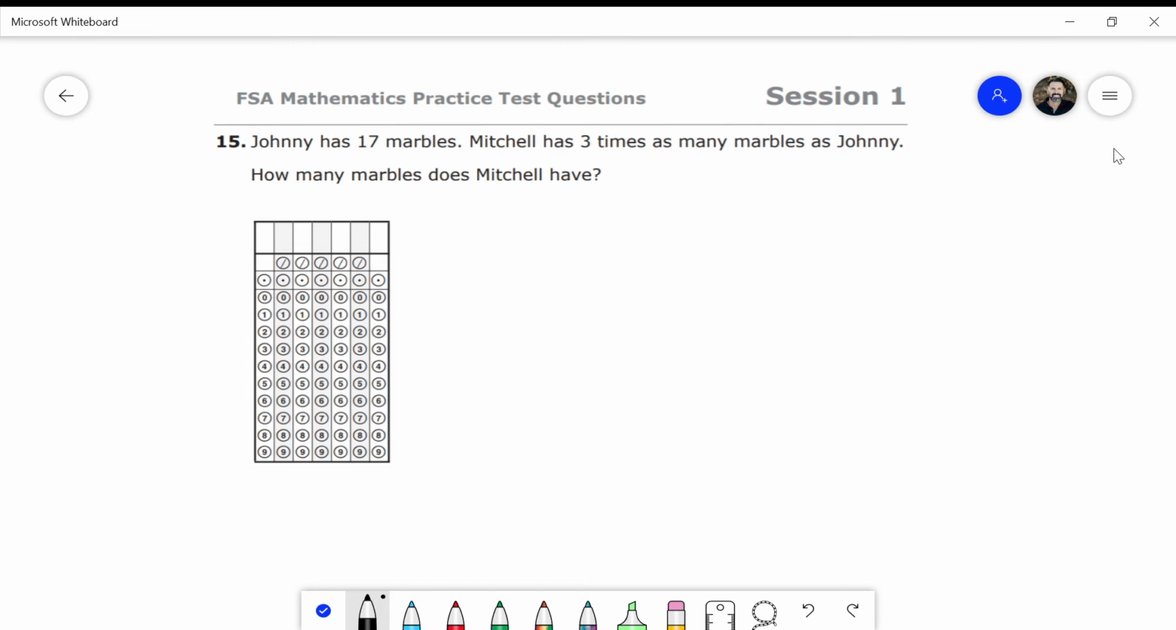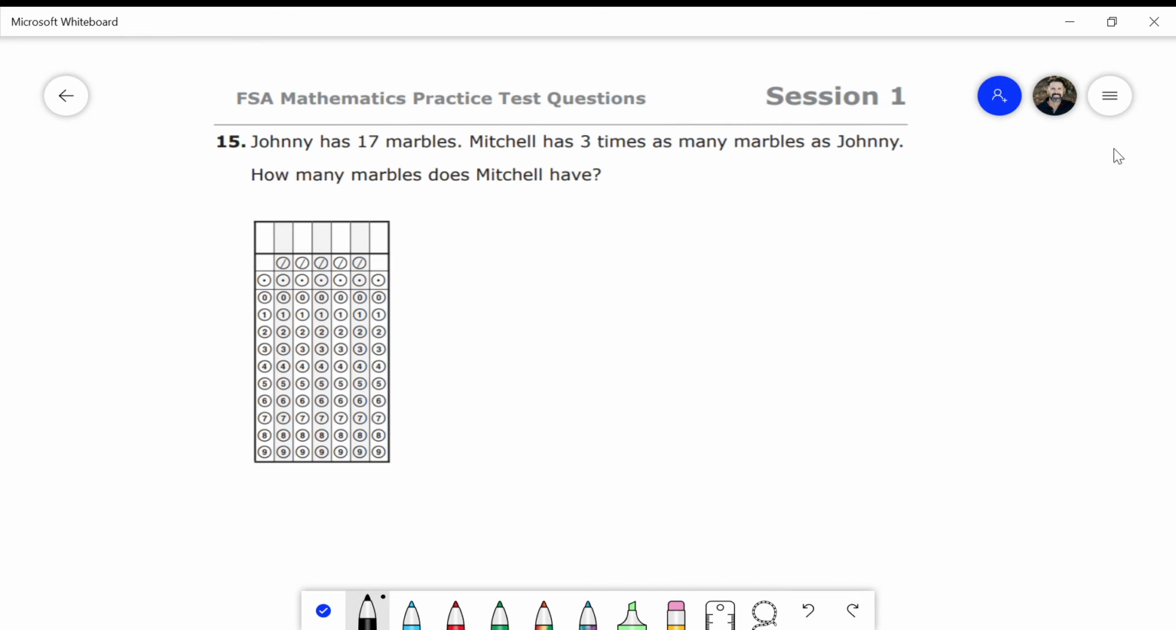All right, so we want to start by reading it. Johnny has 17 marbles. Mitchell has 3 times as many marbles as Johnny. How many marbles does Mitchell have? All right, so you want to be able to understand what you're reading. It's almost like a reading skill. You want to visualize and summarize what's happening in this word problem.